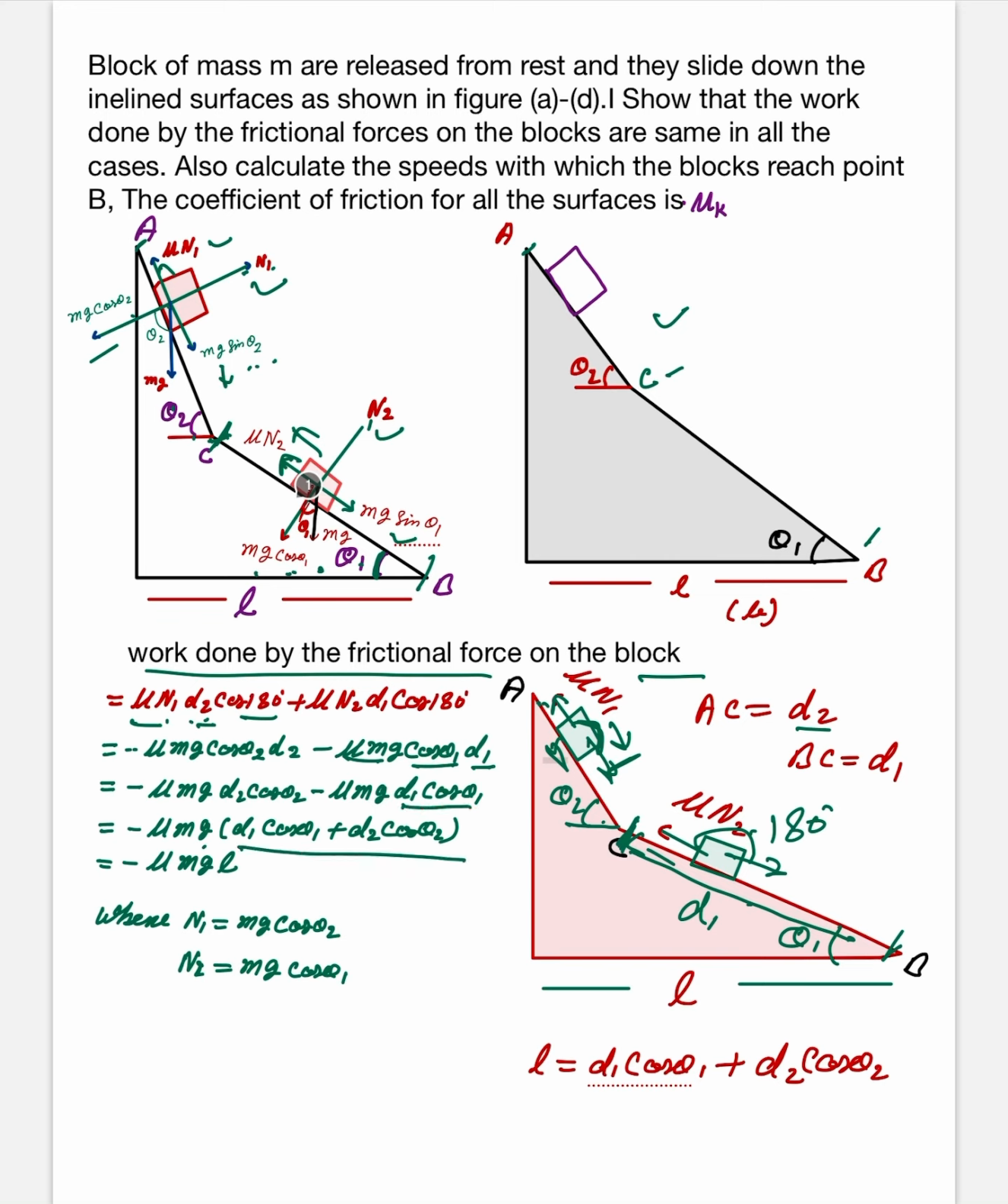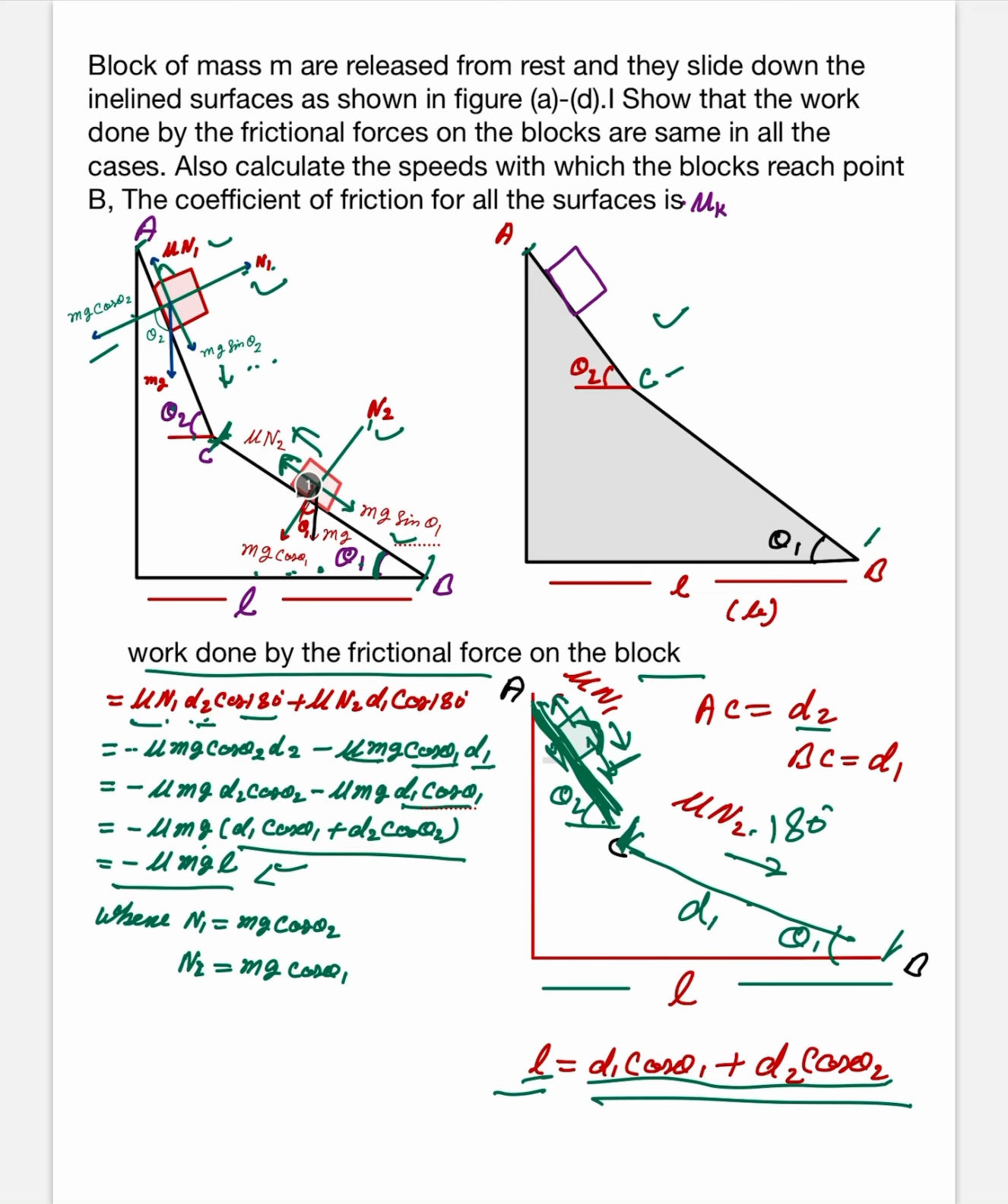So what about this one? This one is L, simply L. Because this one is d1 cos theta 1, here d2 cos theta 2, and here d2 d1 cos theta 1. So the sum of these two is L. Put here and we get the same value, minus mu mg into L, in case second.